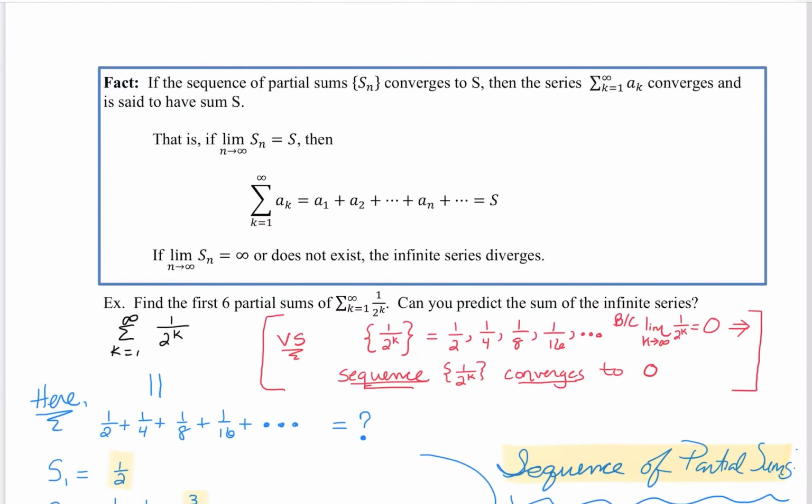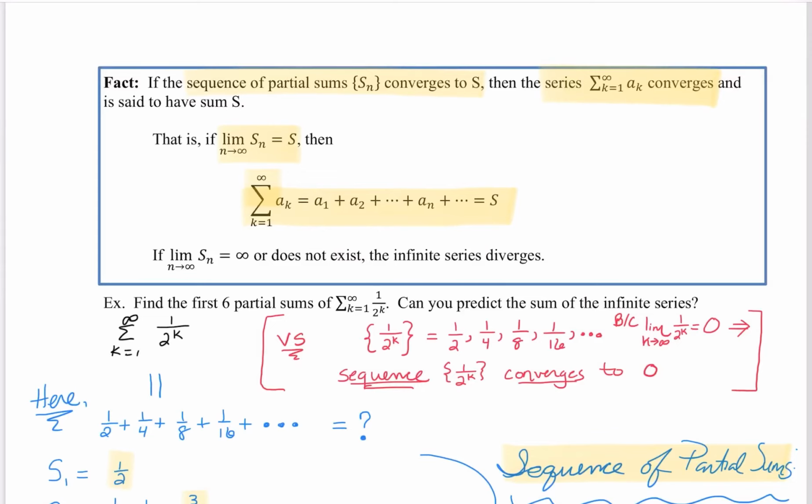All right, so what we just did down below here, everything that's highlighted in yellow, if we go back up to this nice summary box, what we're seeing is that if the sequence of partial sums converges to S, then that was saying that this series, the sum from 1 to infinity of the a sub k, is equal to S. So that series converges, it converges to S, S is equal to the sum.